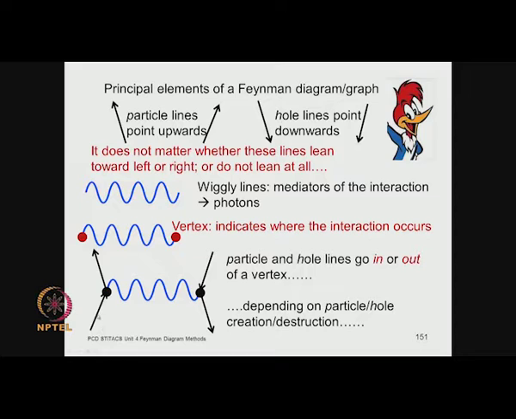You will have arrows pointing up, which you know are particle states. You have arrows pointing down, which you know are hole states, okay? And then they either go into the vertex as this arrow, or they go out of the vertex like this arrow. Okay? Likewise, the hole states also go into the vertex or out of the vertex, and whether they go in or out depends again on some conventions which are defined for particles and holes.